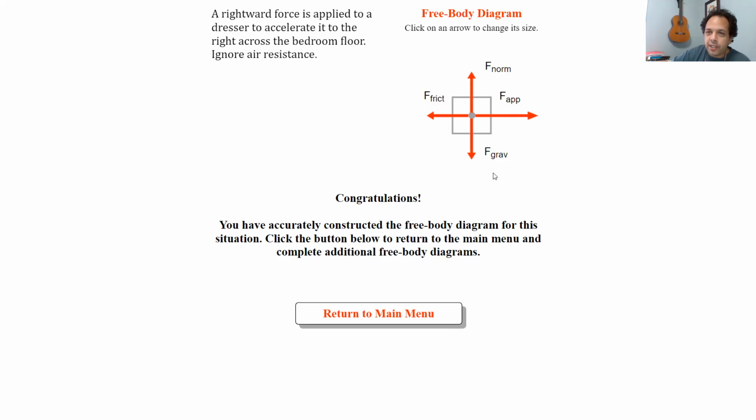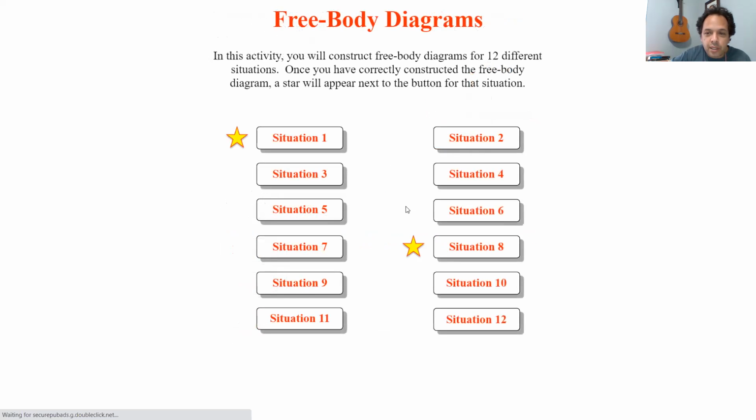So most of them are going to look like this. If it's in the air, you're not going to have a normal force, right? And if you're not on the ground, you're not going to have friction. So those are things to keep in mind. So that was number 8.